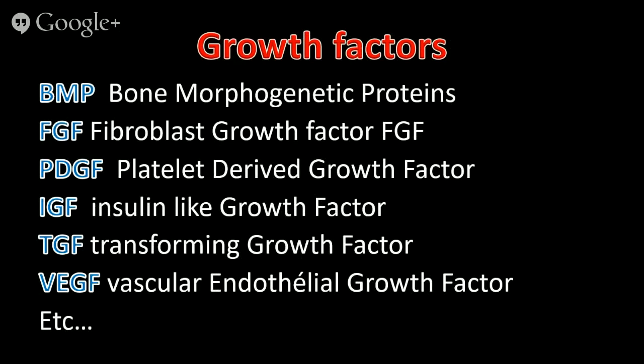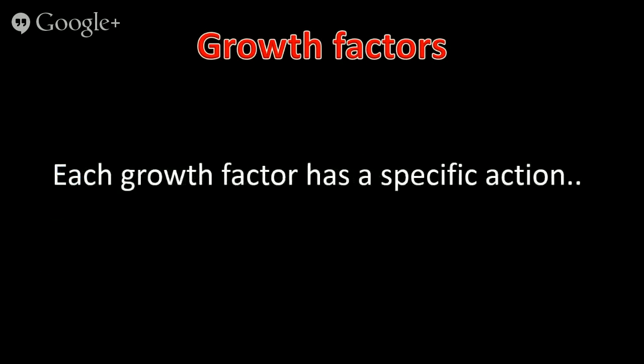We have several factors, around 150, and each one has a specific action. For example, if we want to understand why we have an osteonecrosis of the jaw when we use bisphosphonates. We know that the bisphosphonates modify the bone metabolism. But the most important factor is that when we use bisphosphonates, we dramatically reduce the secretion of one specific factor, which is the KGF, keratinocyte growth factor.